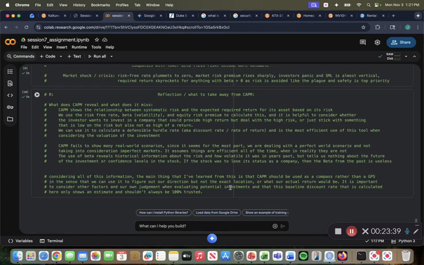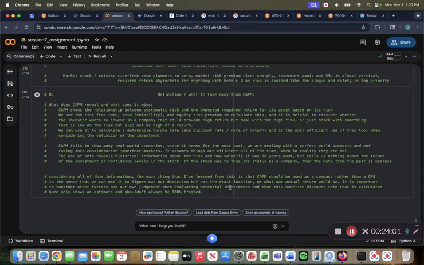And just another thing that I took away from this is that it's helpful to consider whether the investor wants to invest in a company that could provide high return but deal with high risk, or just stick with something low volatility, and still get a return, but just not as high as if you were taking the risk there.